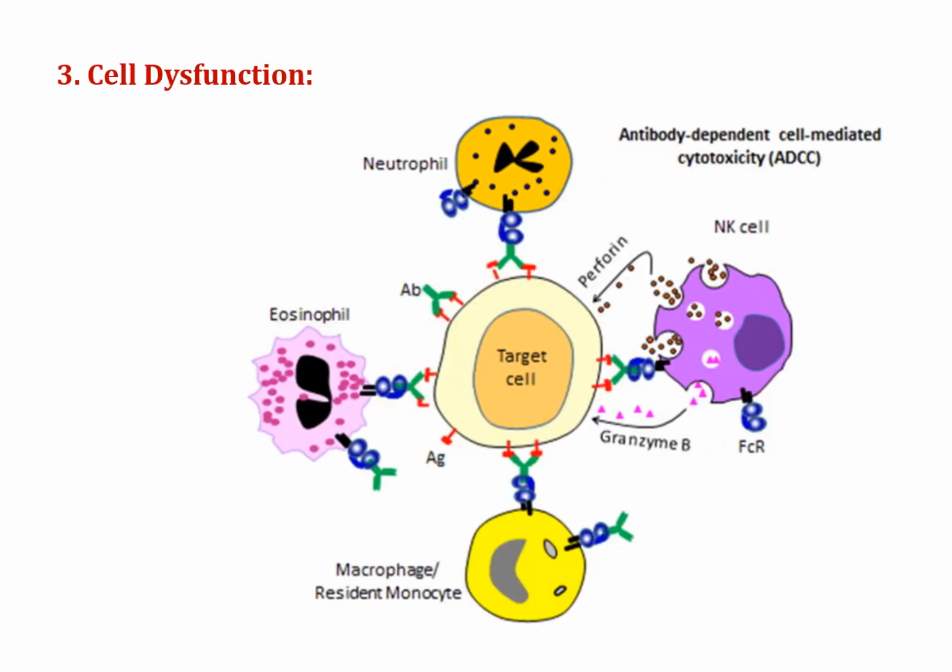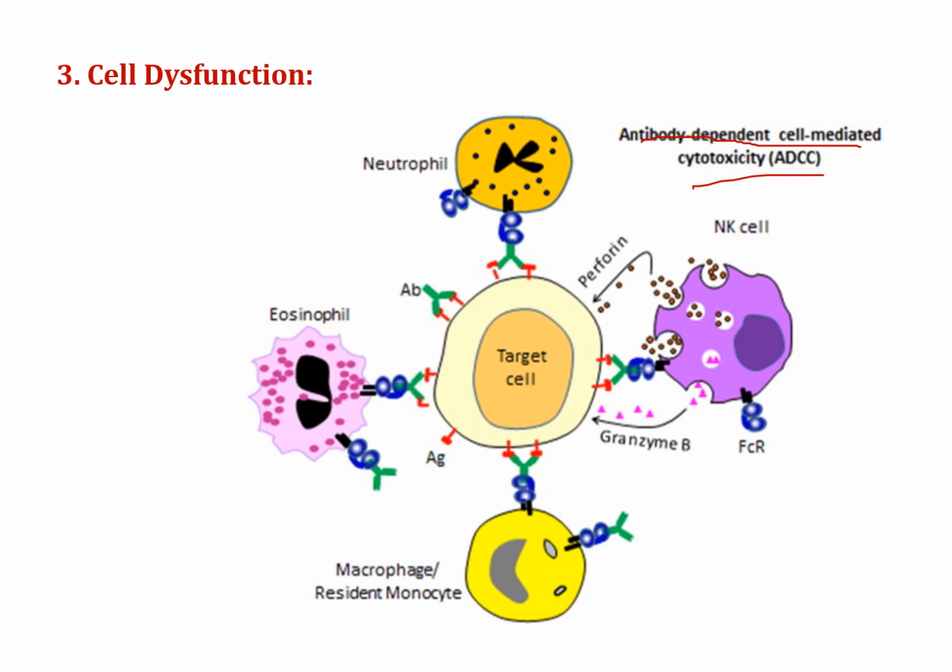Now the next step is cell destruction or dysfunction. Here, antibody can mediate destruction by antibody-dependent cell-mediated cytotoxicity. Cytotoxic cells bearing the Fc receptor bind to the Fc region of the antibody on the target cell and promote killing of the cell. This is the target cell. Eosinophils also bind with this receptor. Perforin, granzyme B, macrophages, monocytes. So this is antibody-dependent cell-mediated cytotoxicity.